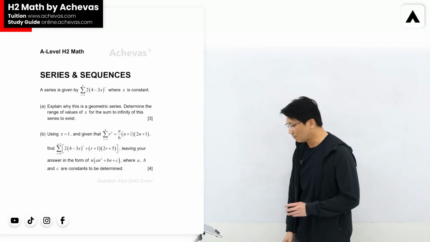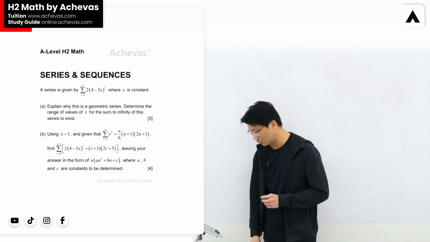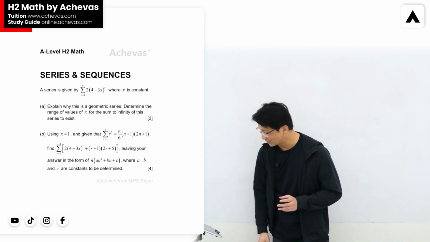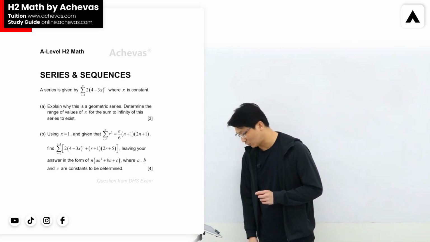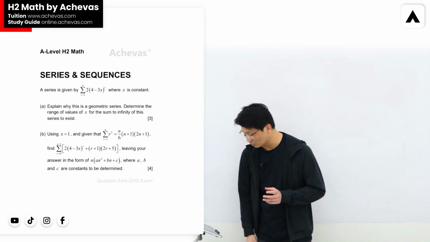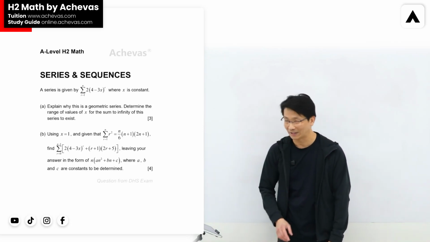A series is given by the summation from r equal to 1 to n of 2(4 minus 3x) to the power r, where x is a constant. For part A, explain why this is a geometric series. Determine the range of values for x for the sum to infinity of this series to exist.